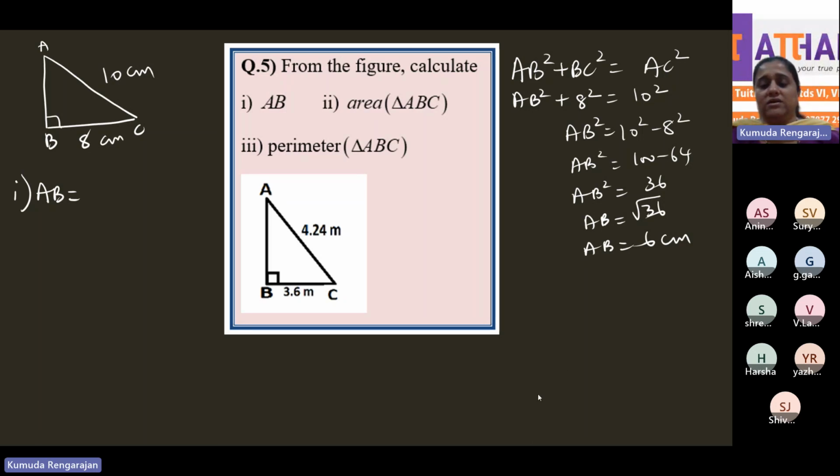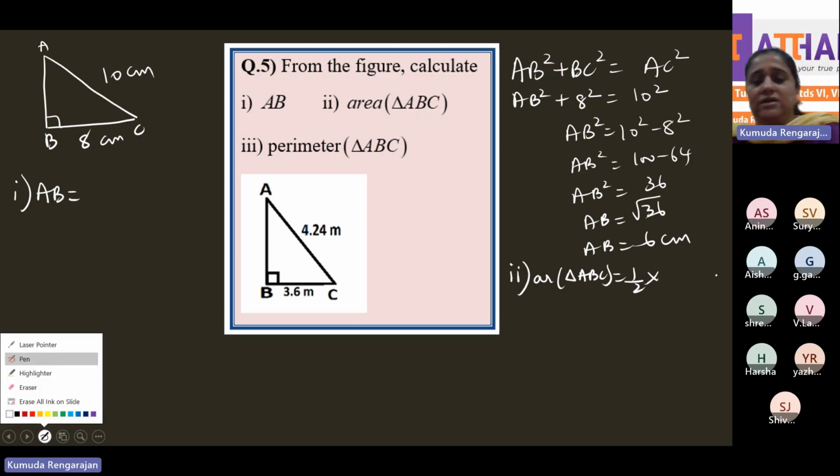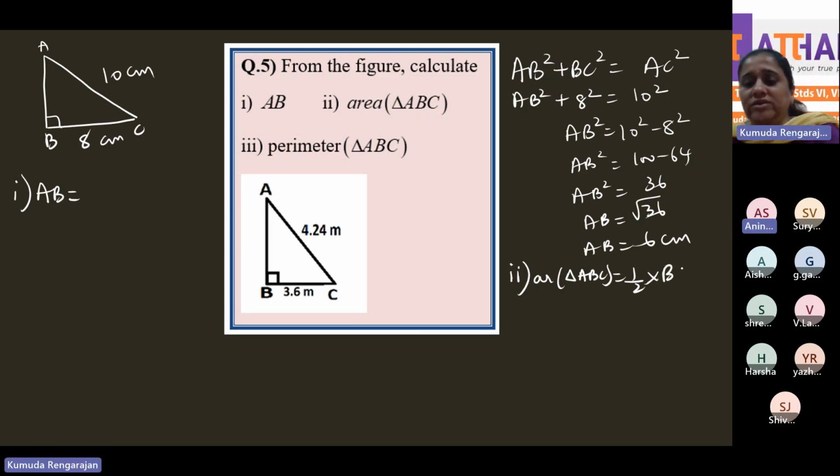Next, in our example, what will be the area of the triangle ABC? Ma'am, the example we have taken. Ma'am, area will be half into base into height. Okay. Name the base. Name the altitude. Base is BC and altitude is AB. Very good.